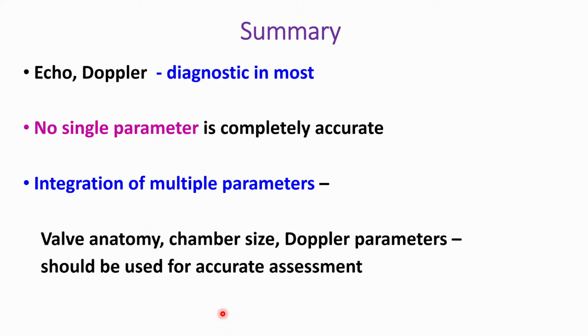To summarize, echo, both 2D, M mode, color, continuous wave Doppler, pulse wave Doppler, all these are very important as a diagnostic tool, and very essential to assess the severity. No single parameter is completely accurate. Integration of multiple parameters is essential to assess the valve. Anatomy, chamber size, Doppler parameters should all be used for accurate assessment.